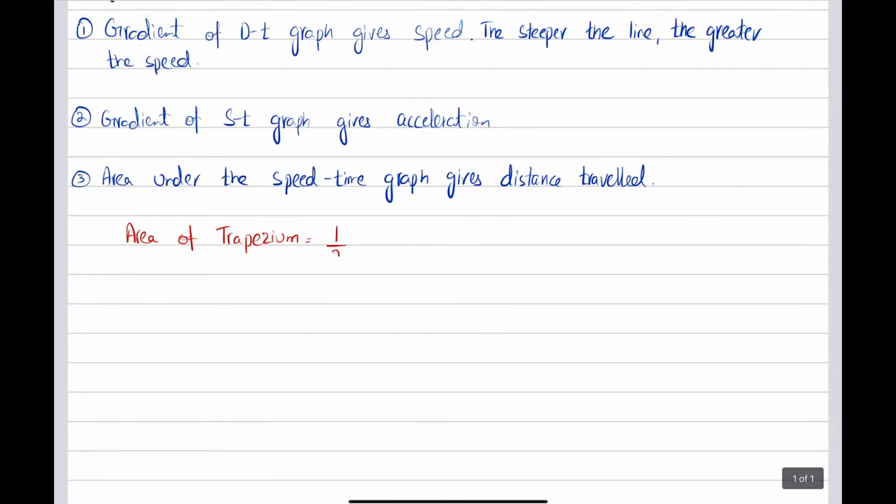So remember how to calculate the area of a trapezium. Do you guys remember how to calculate the area of a trapezium? It's half into side 1 plus side 2, the sum of parallel sides, into height. Yeah, half into sum of parallel sides into height.